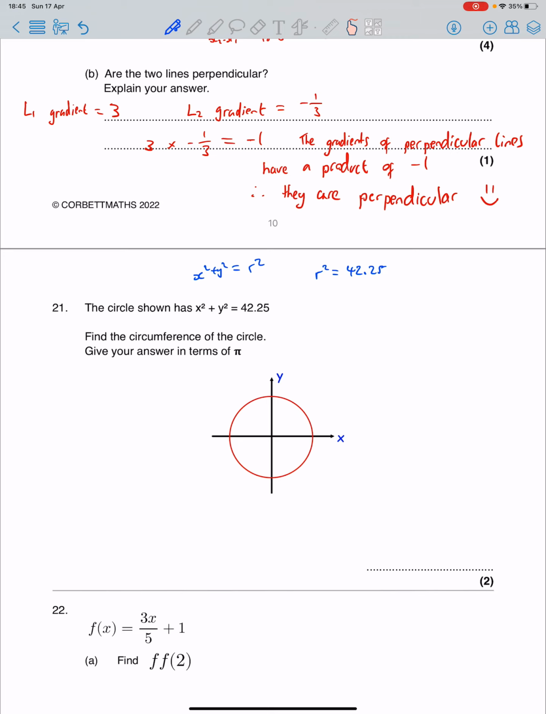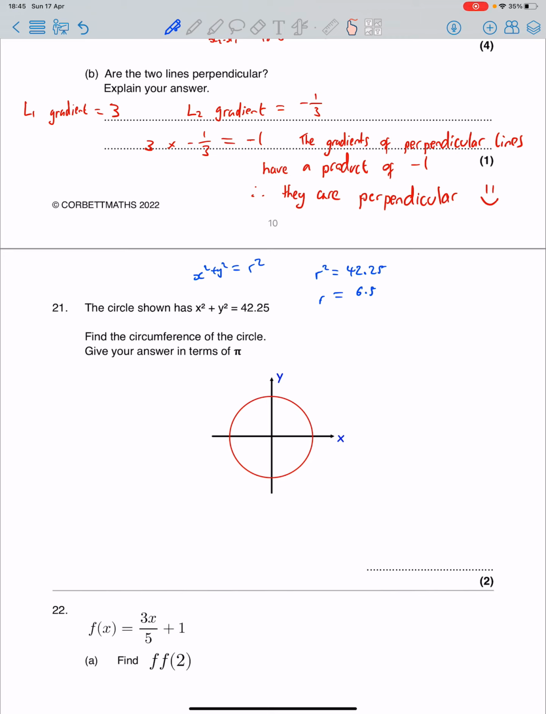Change 42.25 into an improper fraction, and it makes it much easier to see what the square root of that would be. I encourage you to try that and let me know your thoughts in the comments. So I'm just going to go ahead and go, okay, so r must be equal to 6.5. So we know the radius is equal to 6.5.